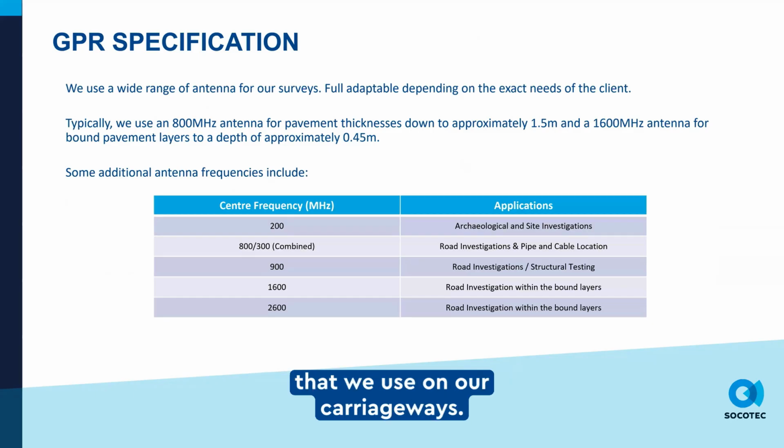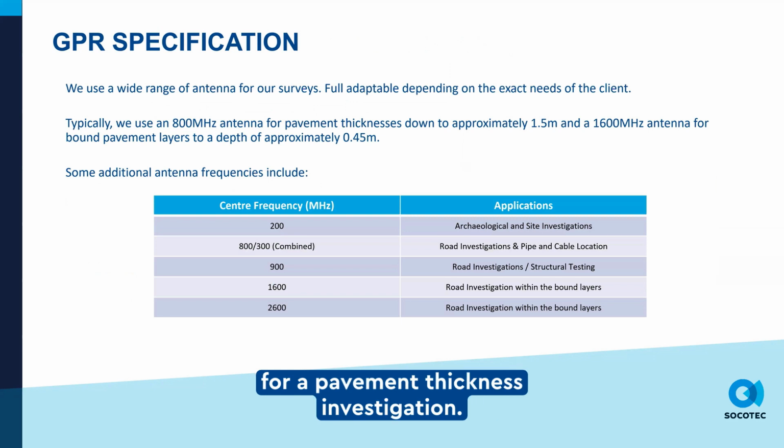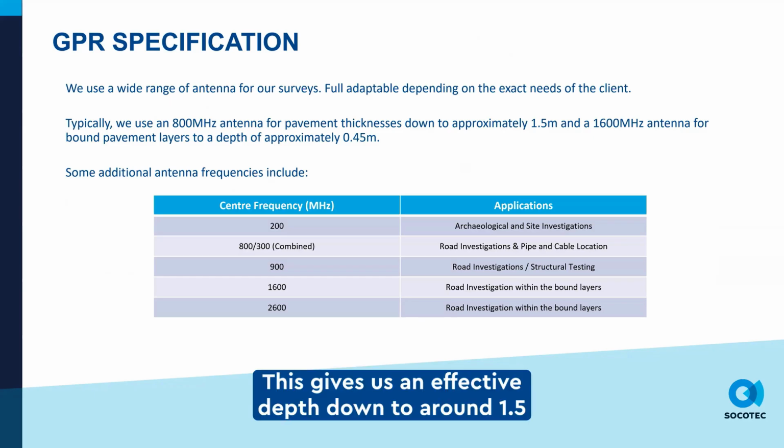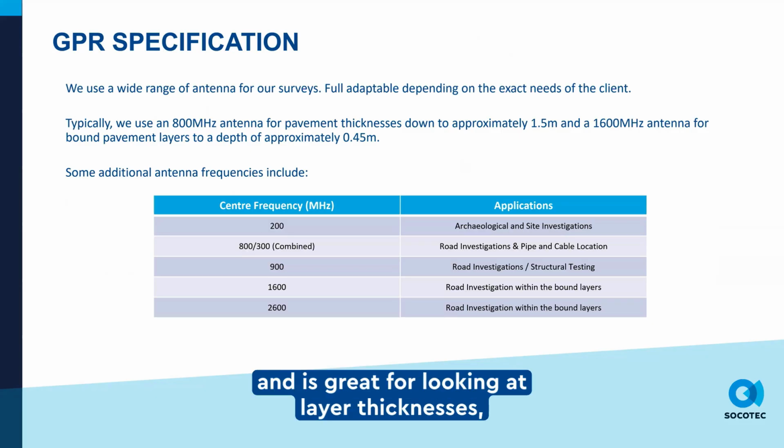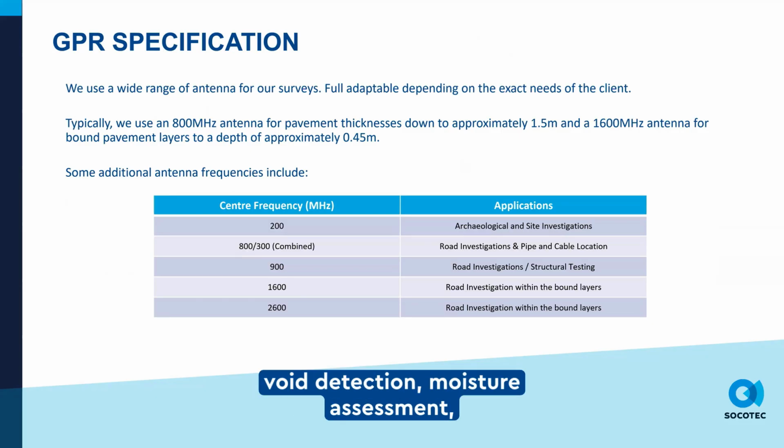So a little bit about the GPR specification that we use on our carriageways. Typically we would use an 800 megahertz antenna for a pavement thickness investigation. This gives us an effective depth down to around 1.5 meters, and is great for looking at layer thicknesses, void detection, moisture assessment, and general structural evaluation.